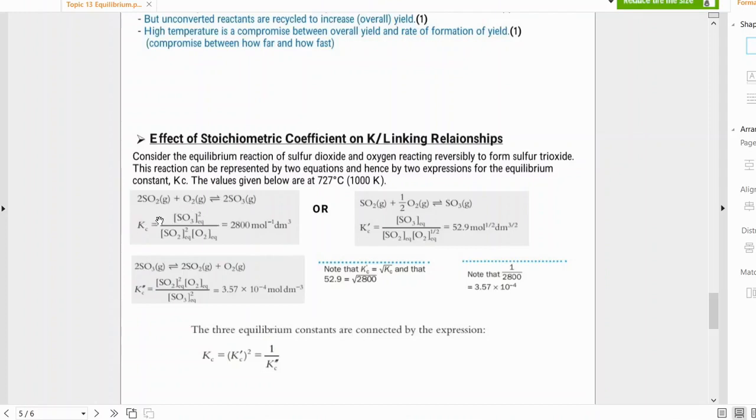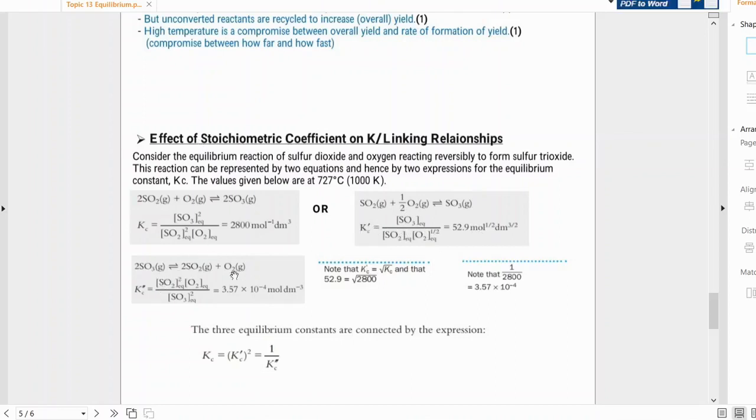Then the Kc expression becomes like this, and the value becomes like this. It can be written like this: 1 mole, half mole, 1 mole. The expression becomes like this and the value becomes different. So you see, the stoichiometric coefficient does have an effect on both the expression of Kc and the value of Kc.